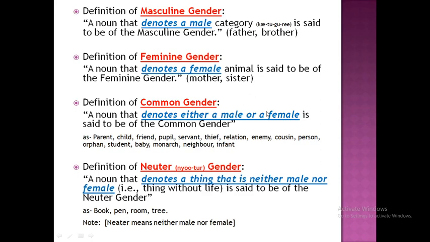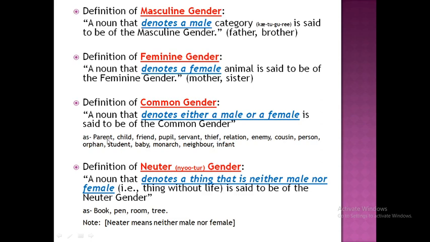What is common gender? With its name, it is very much clear. Common, which is common in all the cases. If I am saying friend, is it possible for us to understand whether it refers to a male friend or a female friend? No, it is impossible. So friend is a name which is applied commonly to male and female. So a noun that denotes either a male or a female is said to be in common gender.